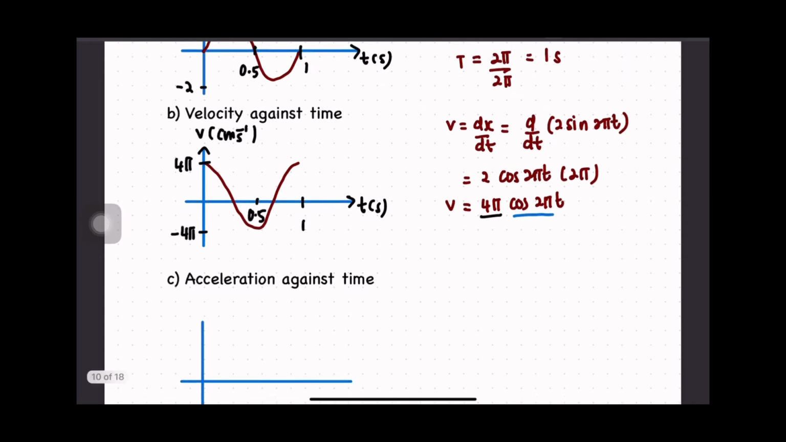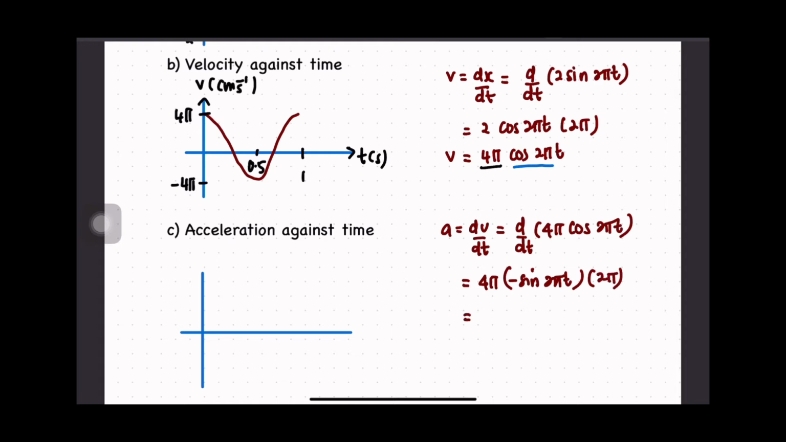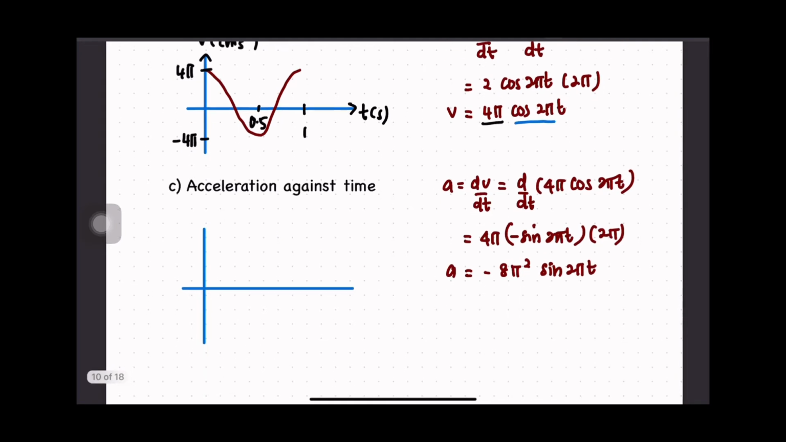Okay, so next is acceleration. So you have to determine the equation of acceleration. Acceleration is equal to differentiate v per dt. So d per dt of 4 pi cos 2 pi t, you will get 4 pi, cos becomes negative sine 2 pi t. And then differentiate again 2 pi t, you get 2 pi. So 4 times 2 is 8. So you get negative 8 pi power of 2 sine 2 pi t. This is the equation for acceleration.